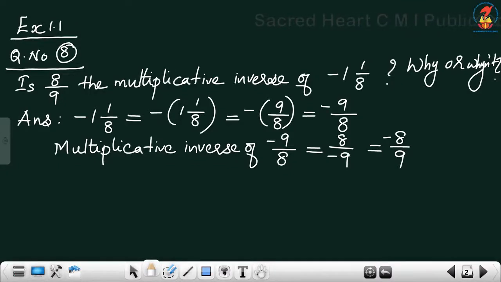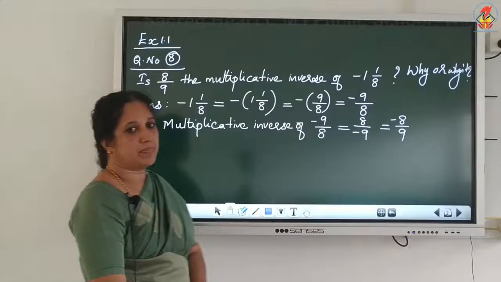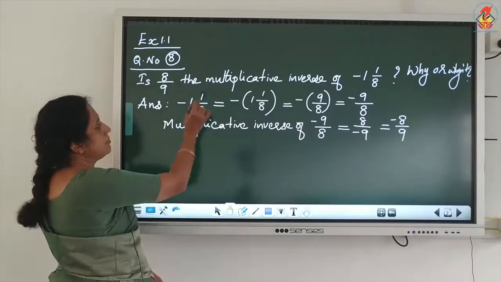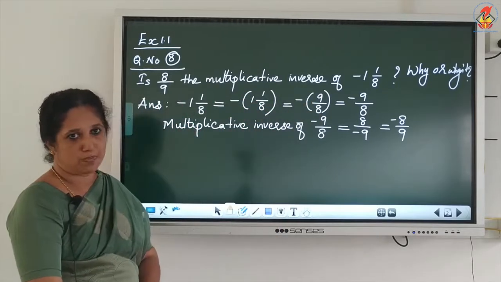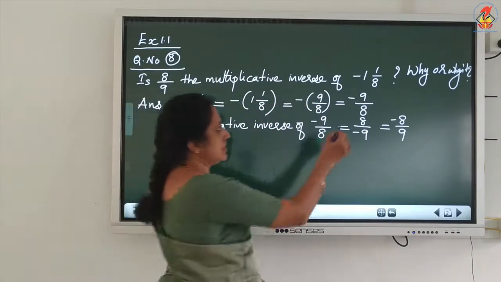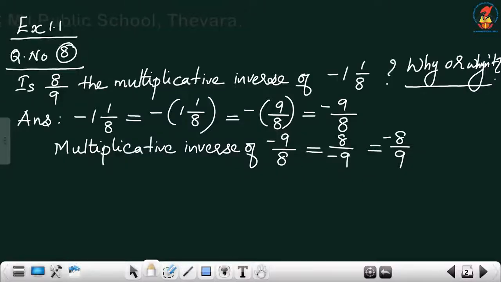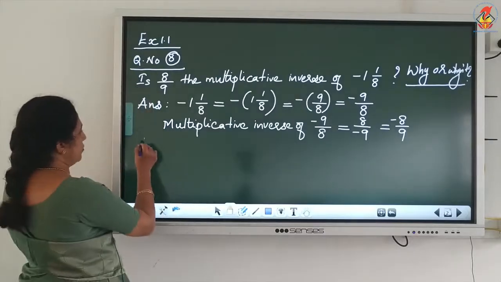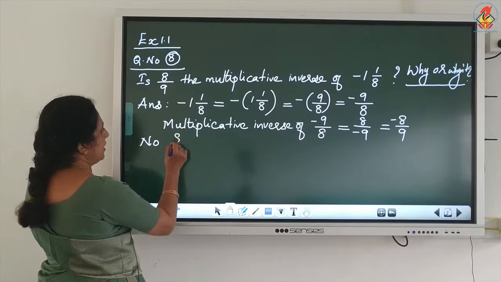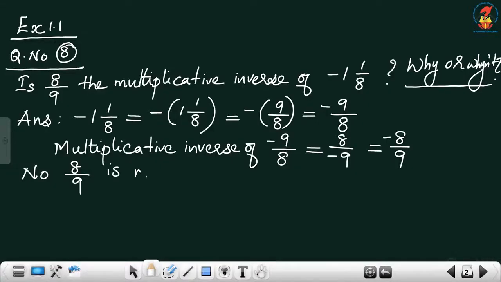Here look at the question. What is given here? 8 by 9. So whether 8 by 9 is the multiplicative inverse of negative 1 and 1 by 8? No. Now we have to answer this part also. Why or why not? Why we are saying that it is not the multiplicative inverse? So no, 8 by 9 is not the multiplicative inverse.